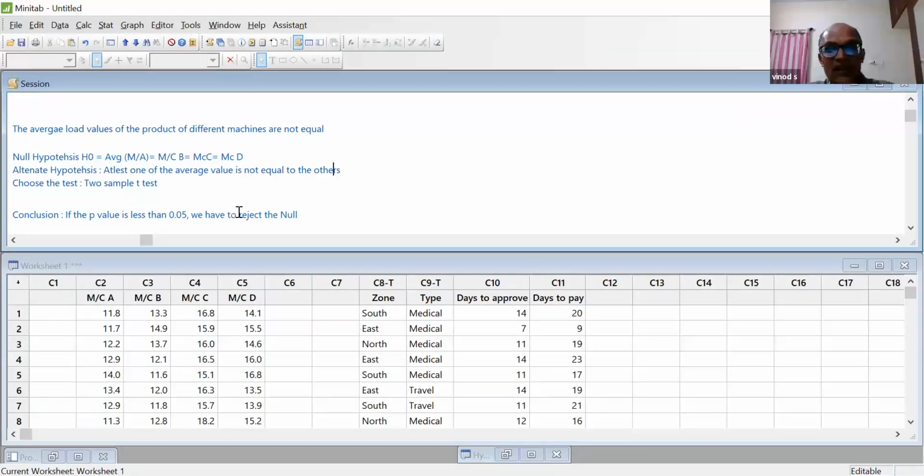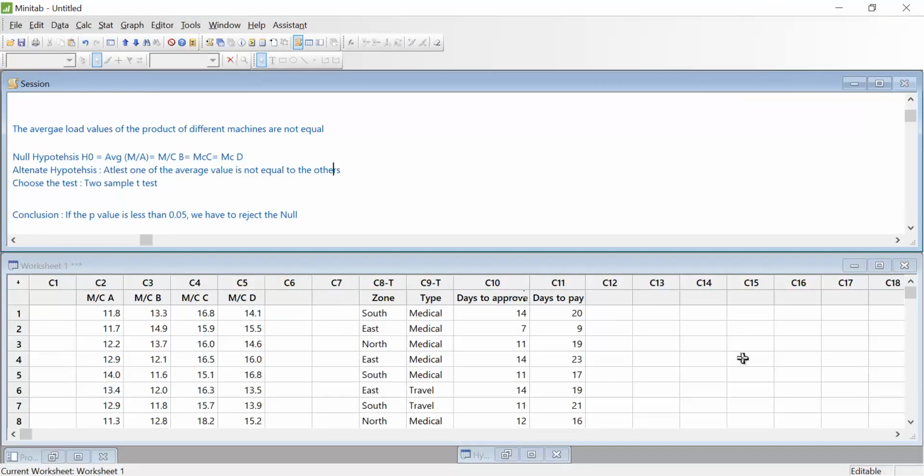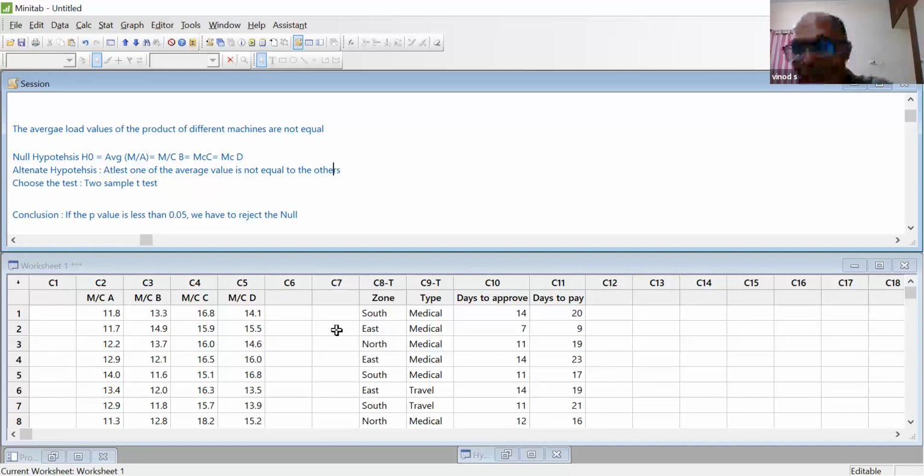No, that is not the meaning. Can anyone say? There is more than one difference among the average values. Okay, so yeah, we are close to the answer. Here it is telling that at least one of them is different from the others, which means it can be more than that also, right? We are checking that at least one of them is different. This one alone may be different, or that one alone, or all three may be different.